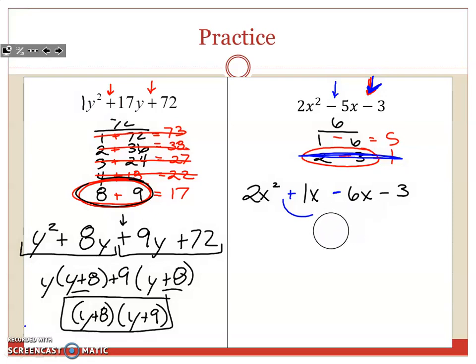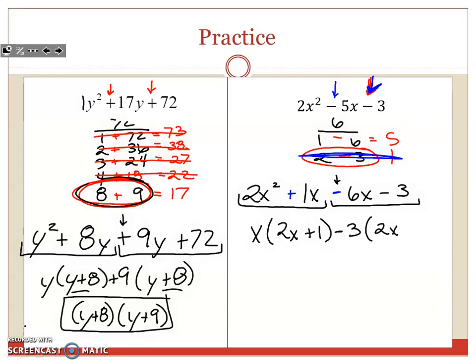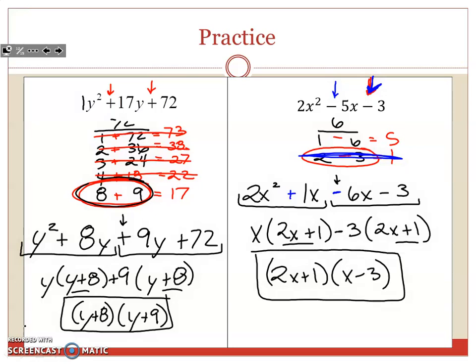I'm good with that. Now I'm going to do my factoring by grouping. 2x squared plus 1x. What do those two have in common? Just an x. So we'll have an x, and then there's a 2x plus 1 in parentheses. Remember, if this is negative, we definitely have to factor out a negative. So 6 and 3, what do they have in common? Well, they both have a 3 in common. So we'll pull out a negative 3. I'm left with a 2x plus 1. 2x plus 1, 2x plus 1. That's one of my factors. The other factor is what's left over. So we'd have x minus 3. Hopefully that sounds familiar to you guys.